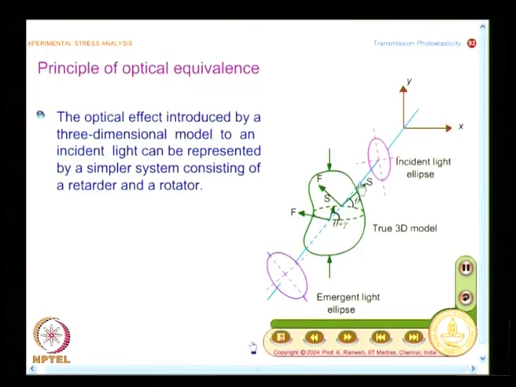So, the idea here is I want to find out an equivalence of what happens inside a 3-dimensional model optically, because we are only providing an optical equivalence. We are only looking at the incident and exit light ellipse. We match the incident and exit light ellipse by replacing the 3-dimensional model by a retarder and a rotator. That is why it is called the principle of optical equivalence.